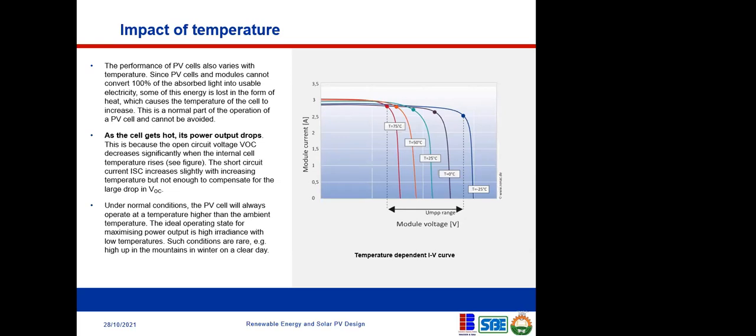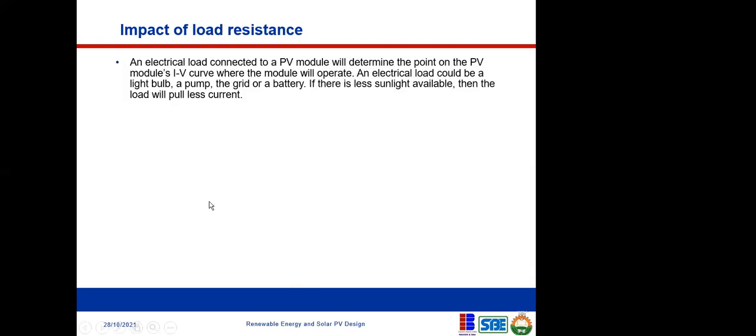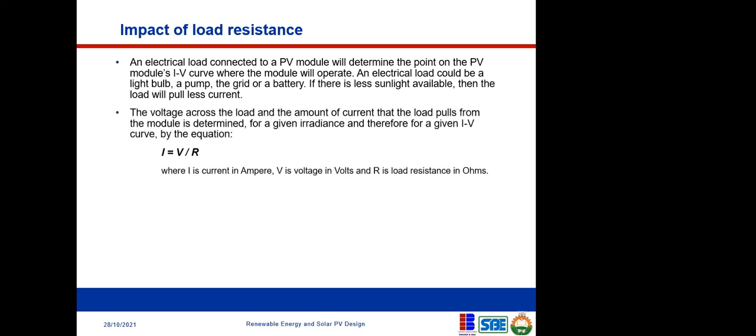Now, Chima, maybe we need to speed up a bit, since we have a lot to cover. Yeah. So an electrical load connected to a PV module will determine the point on the PV module's IV curve where the module will operate. An electrical load could be a light bulb, a pump, a grid or a battery. If there is less sunlight available, then the load will pull less current.